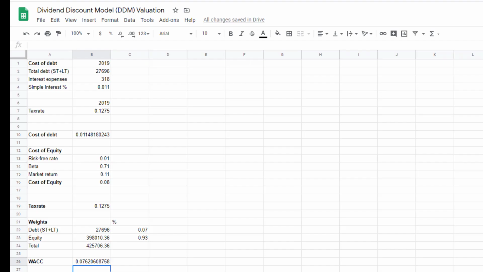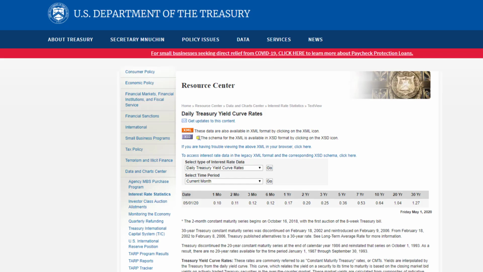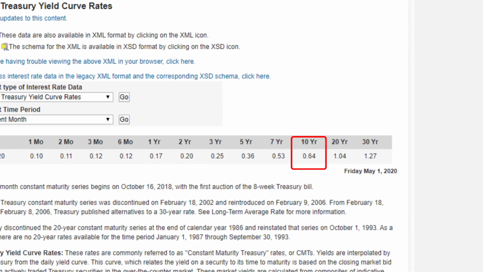The risk-free rate is the rate of return an investor would be able to get almost risk-free. Most often the 10-year treasury yield is used for this. For this, we can go straight to the source on treasury.gov. Today, on May 1st, 2020, the yield stands at 0.64. So this is going to be our risk-free rate.